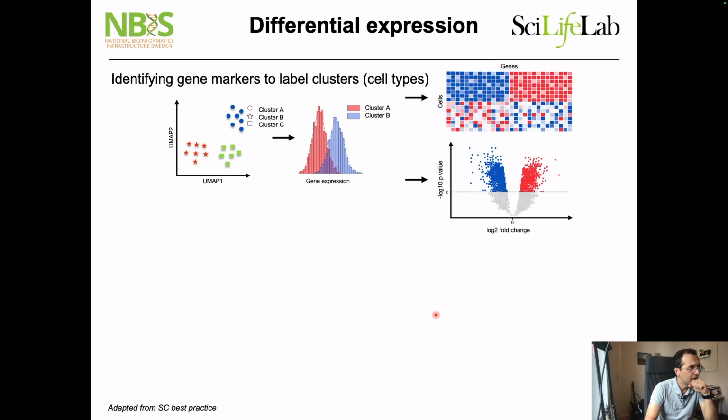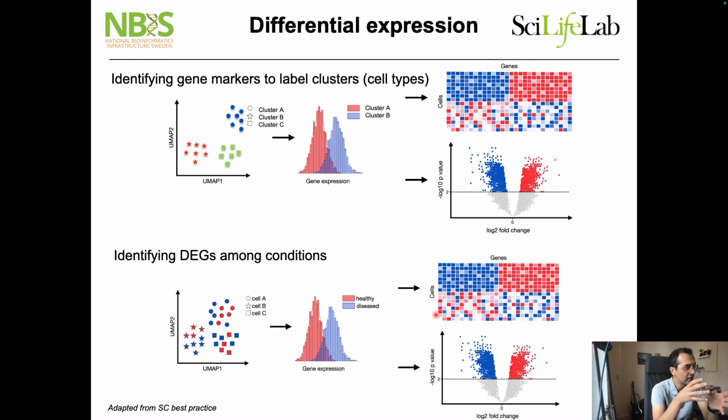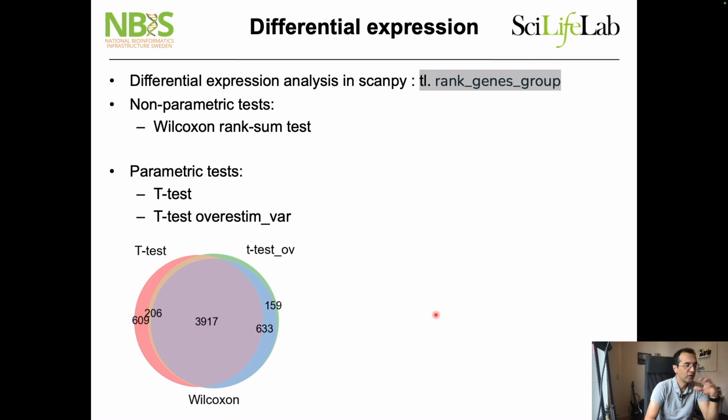Differential expression is the next step, which you can do from different angles. You either make a comparison between clusters, for example, cluster A versus cluster B, or you analyze differences between conditions like the patient and healthy individuals, regardless of the clusters. And you will do both in the practical, and that's possible to do in rank genes group.